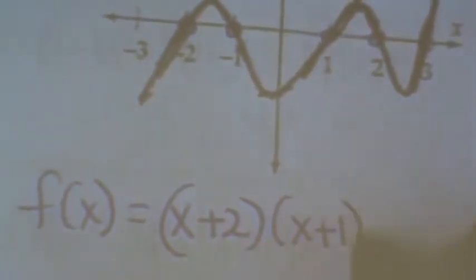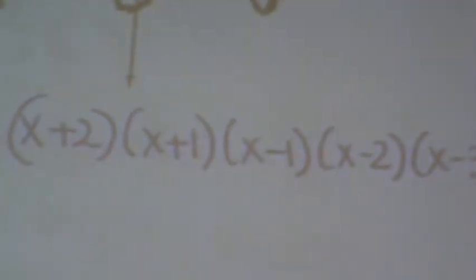Okay, on the back side, number 51, they're giving you these zeros: -2, -1, 1, 2, and 3. You're gonna write this as f of x. How do I know it's f of x? I have two variables here, so I need a y and an x. In factored form, it's gonna be x plus 2 times x plus 1 times x minus 1, x minus 2, and x minus 3. You don't have to factor this out.